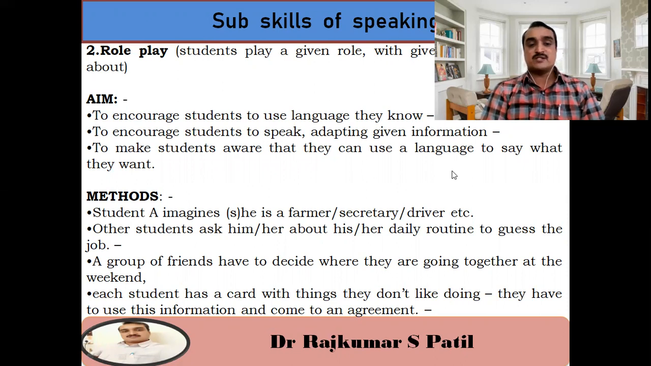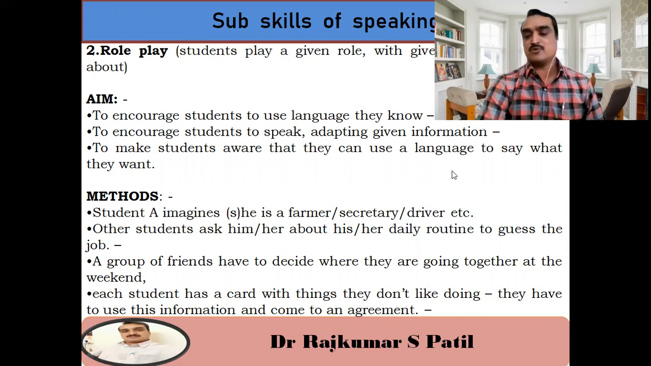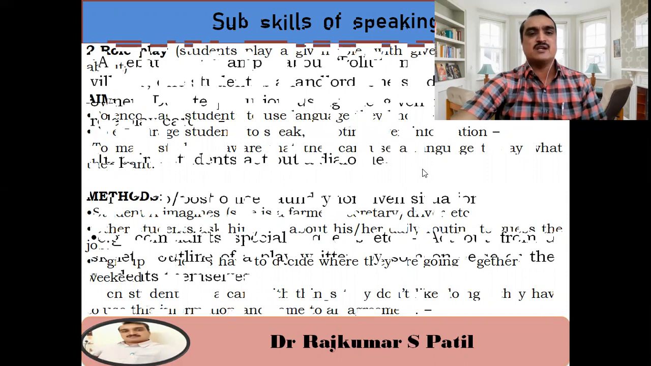A group of friends who have to decide where they are going together at the weekend, if it is about a group and other aspects are considered. Each student has a card with things they don't like doing. They have to use this information and come to an agreement at last. So these are some of the methods I'm just reading, which can be carried out as far as the presentation is considered.